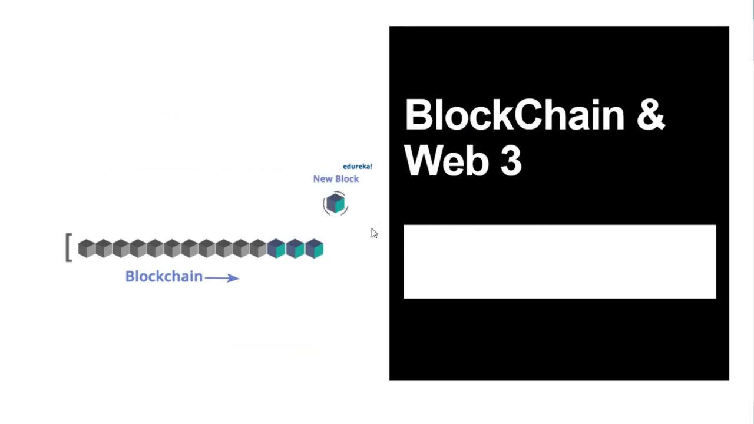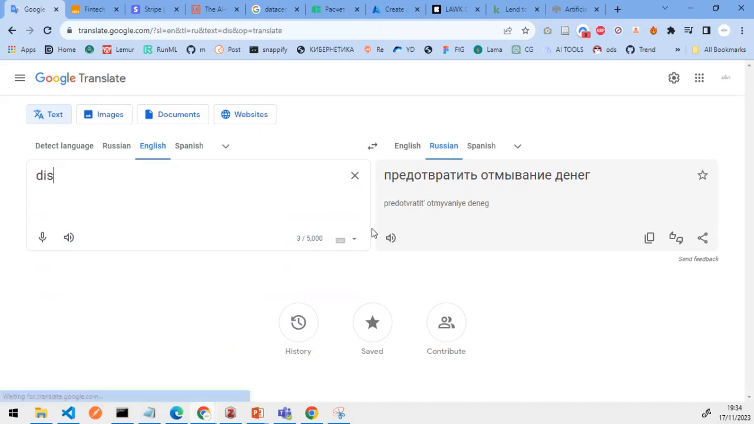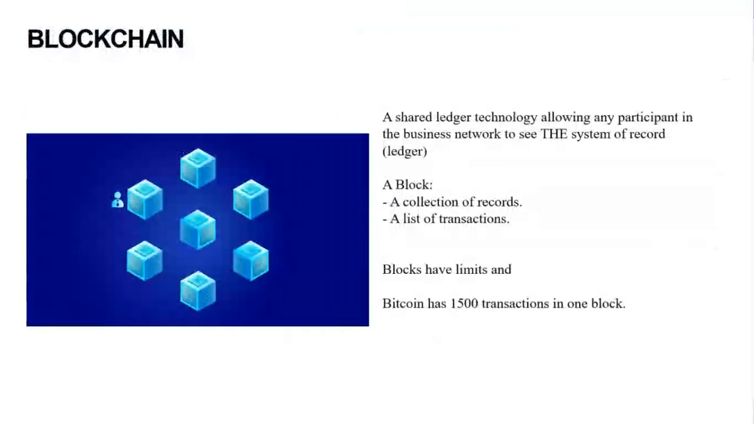Now, the first thing that people talk about when they hear blockchain is crypto. But blockchain is not just crypto. It's more than crypto. It's basically a kind of data storage system. In English, we call it a distributed ledger, or a shared ledger, that allows any participant in the business network to see the system of records. We can actually have public and private blockchains.